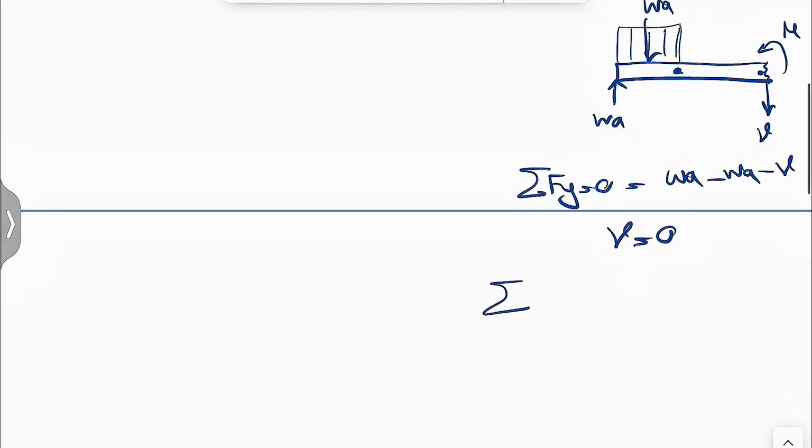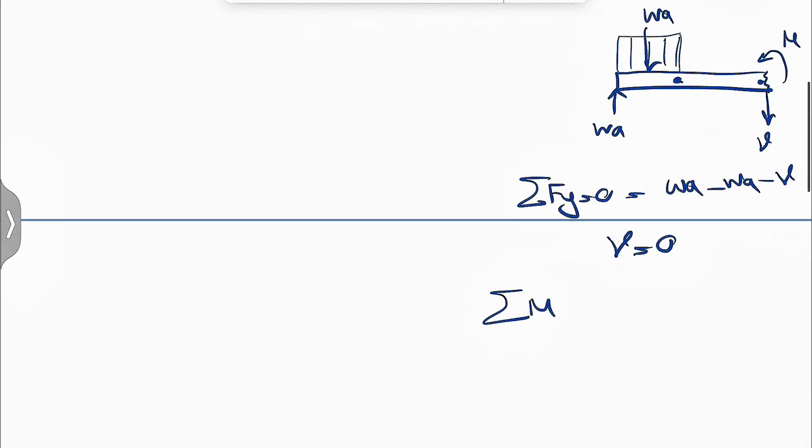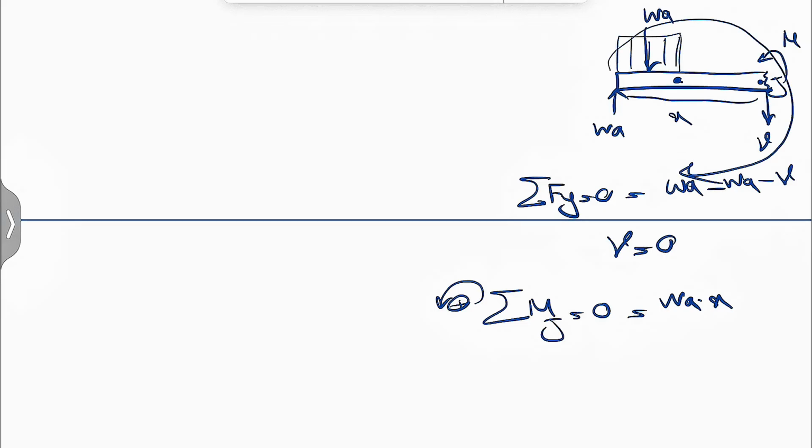And let's go for the moment about this point. Again, let's call it J. So we're going to have the moment of WA, and this is going to be our X. So WA times X, and it's going to be clockwise, so we have a negative sign in here. We have the moment of WA, which is going to be clockwise, so it's going to be WA, and now we are interested in this distance.